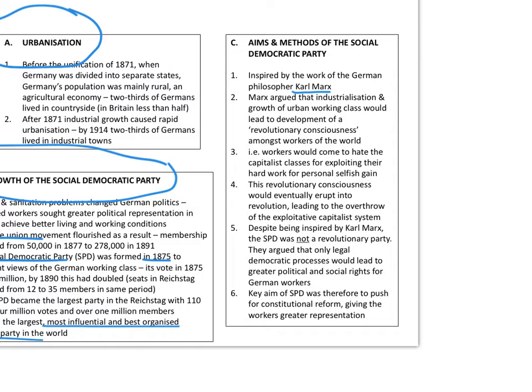So again, I won't go into all that sort of issue, but the detail of that. But generally, the belief of Karl Marx was that workers would develop a revolutionary consciousness, and it would eventually erupt into revolution. But despite being inspired by Karl Marx, the SPD was not a revolutionary party. They argued that legal democratic processes needed to be followed to support the workers. So their key aim was reformist. It was to push to change the constitution, giving the workers greater representation.